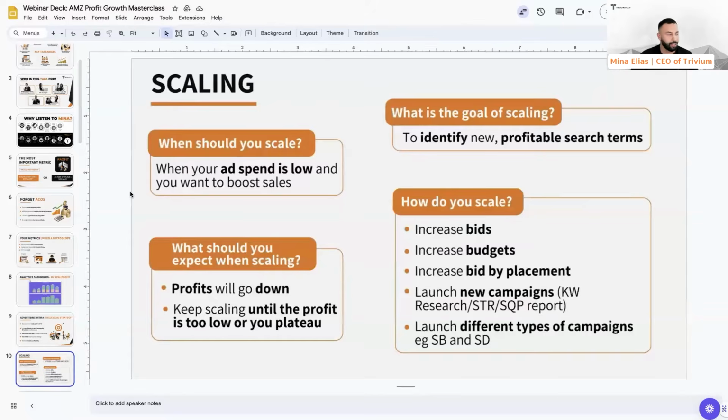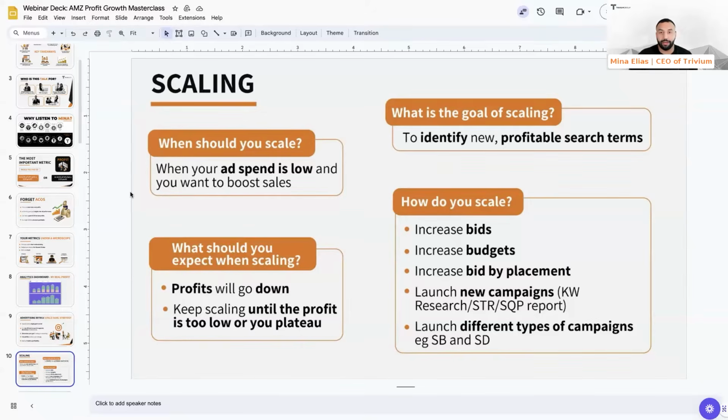So scaling, right? Let's talk about scaling. When should you scale? If your ad spend is low, you want to scale, right? Because if you have $50 in ad spend a day, and let's say you're making $200 in sales, what are you going to do to improve profit based on your ads? You're going to cut down from 50 to 25. So you want to add $25 a day in profit. That's not going to do anything, right?